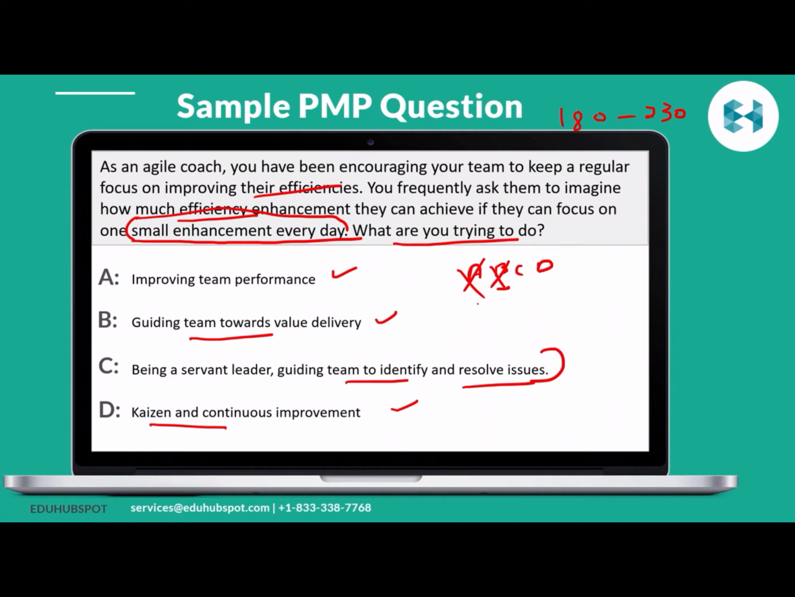Nowhere in that question are they saying that you are resolving the issues. Nowhere did they say that. What they said is that it is about efficiency, and they are saying that you are making one small enhancement. So you are updating. So basically that's your Kaizen and continuous improvement. So you're continuously improving it.